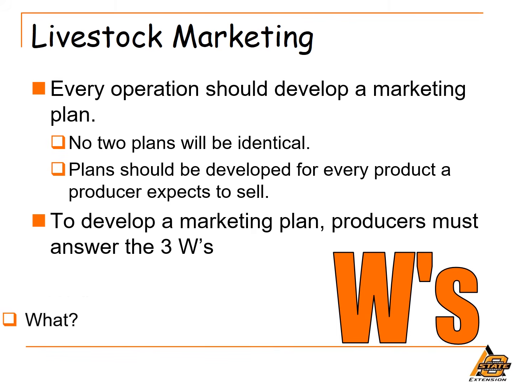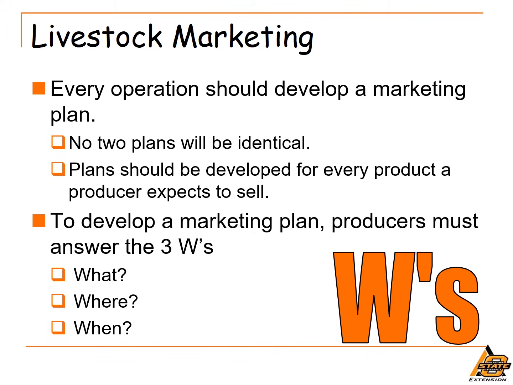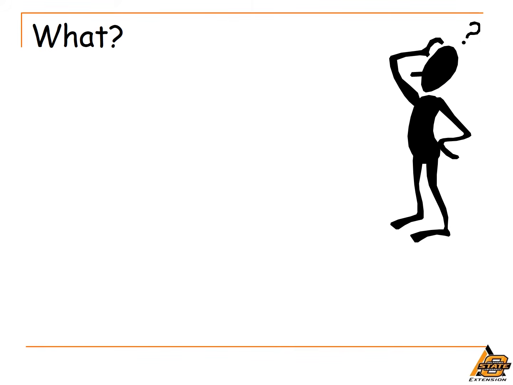When we talk about developing a marketing plan, I always say producers must answer three questions, the three W's of marketing: what they're going to sell, where they're going to sell it, and when they're going to sell it. We're going to talk about each of these in great detail. First, let's talk about the what.